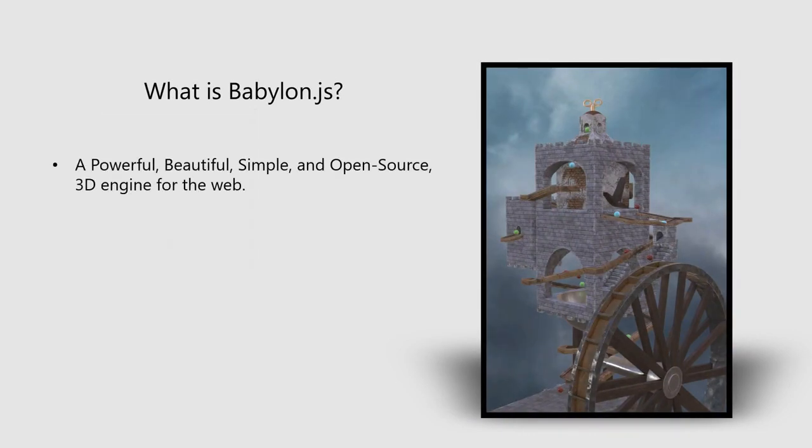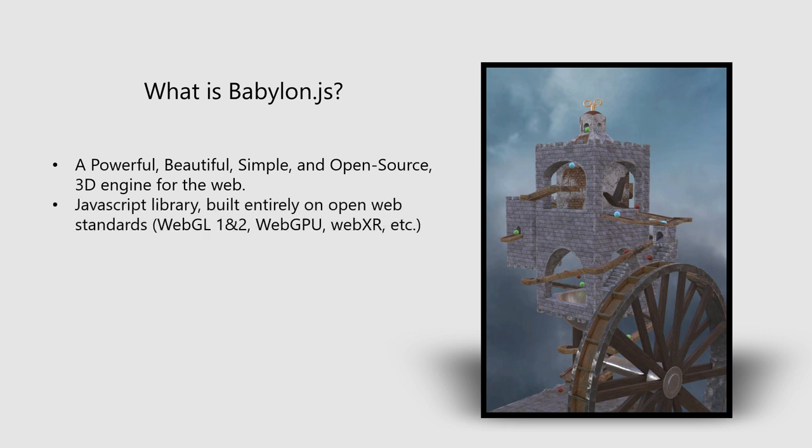Its simplest description is a powerful, beautiful, simple, and open source 3D rendering engine for the web. It's all built right into the browser, and we've chosen these four words very carefully. It is a JavaScript library that's built entirely on open web standards. This helps make it really simple. Think of this as an API that sits on top of a lot of open standards.